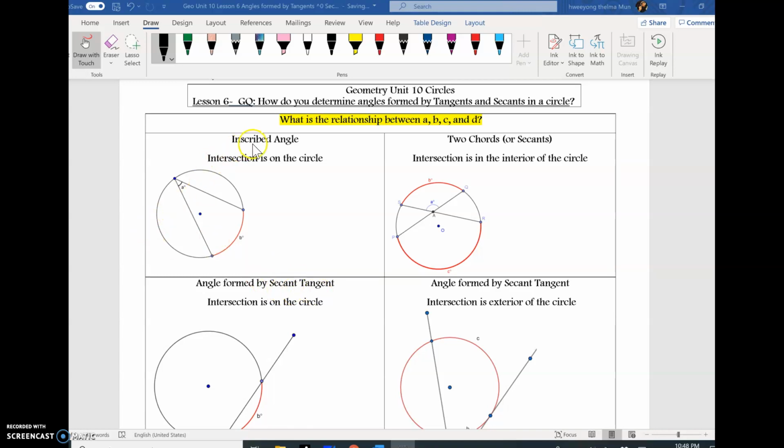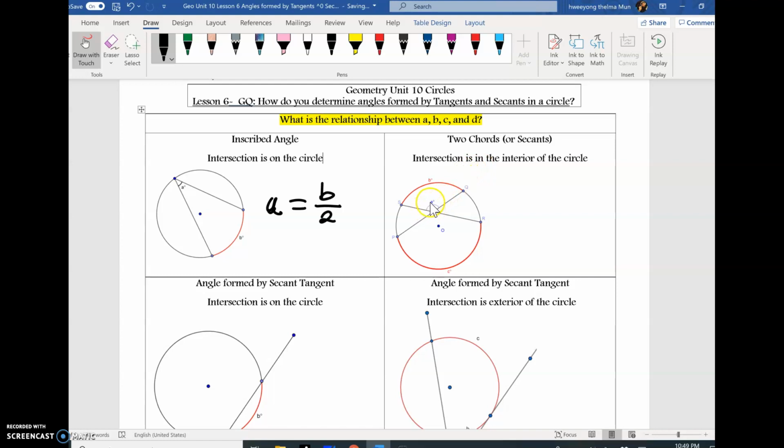So if you look at the inscribed angle, here the inscribed angle is labeled as a degrees and the intercepting arc is b. So if we write the relationship between a and b, in this case, a would be half of b. So it would be divided by 2.